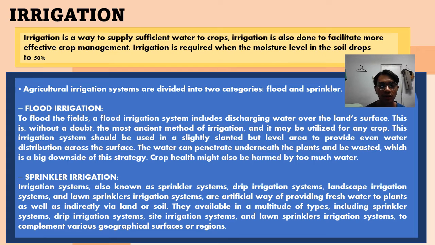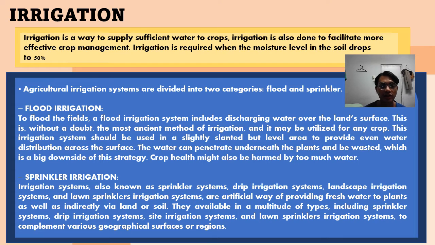Flood irrigation. To flood the fields, the flood irrigation system includes discharging water over the land surface. This is without a doubt the most ancient method of irrigation, and it may be utilized for any crop. This irrigation system should be used in slightly slanted but level areas to provide even water distribution across the surface. The water can penetrate underneath the plants and be wasted, which is a big downside of this strategy. Crop health might also be harmed by too much water.